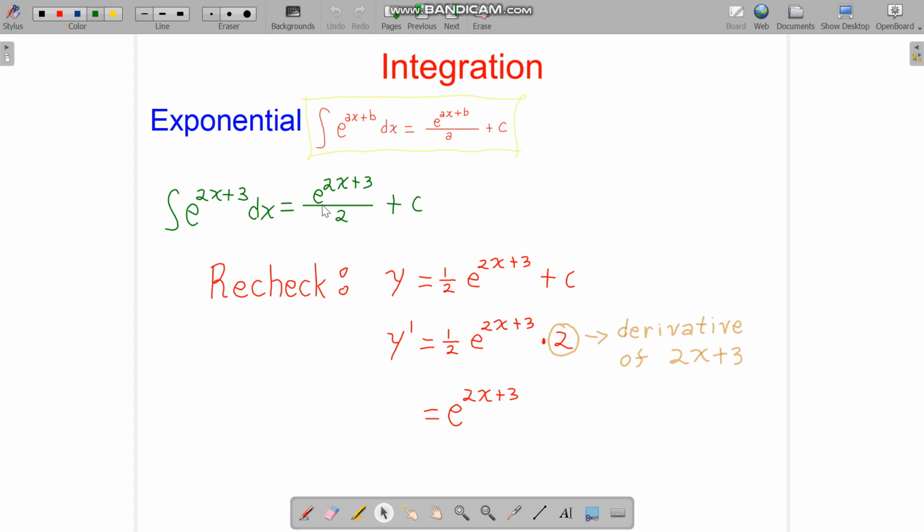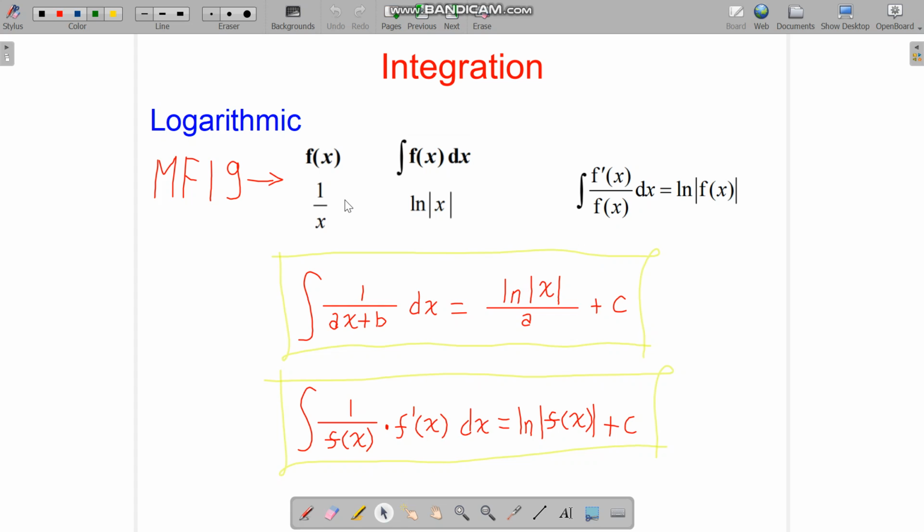So this is the same as 1/2 e to the power of 2x plus 3. If we differentiate, we get exactly the same thing, but we multiply by 2 because it's the derivative of 2x plus 3, and after simplifying we get this, which is exactly the same as what we were trying to integrate. So this means we have the right integral. This is the right answer then.